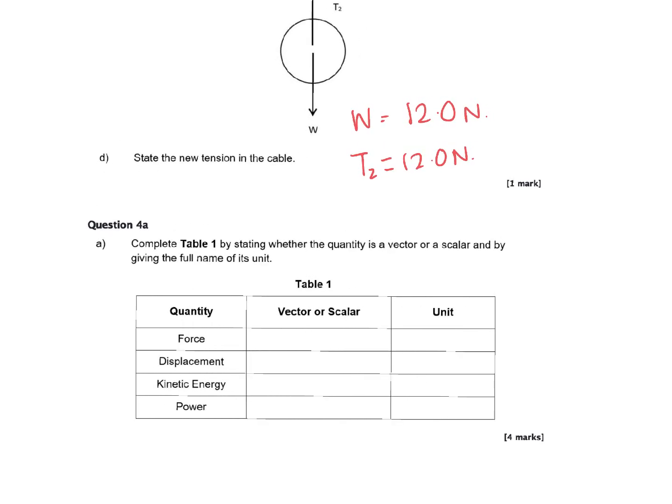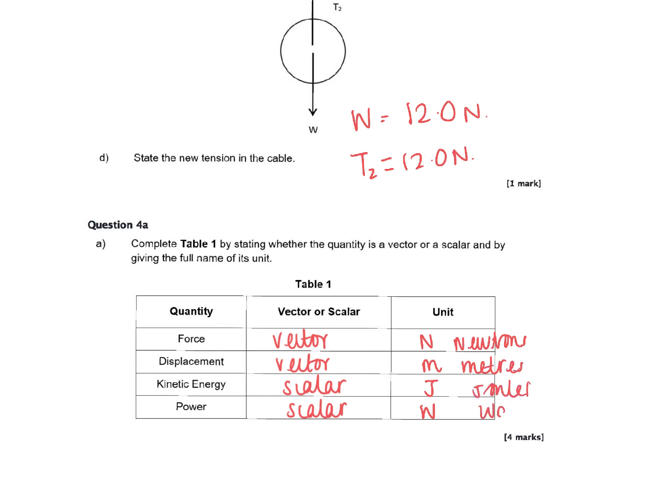On to 4A. Decide whether these are vector or scalar and what's the unit. So force is a vector, displacement is a vector, and the last two are scalar quantities. Force is measured in newtons, N. Displacement, similar to distance, but distance would be your scalar one. It's measured in meters, or in M. Kinetic energy is measured in joules, and power is measured in watts. It does say give the full name, so I will write those in. Newtons, meters, joules, and watts.